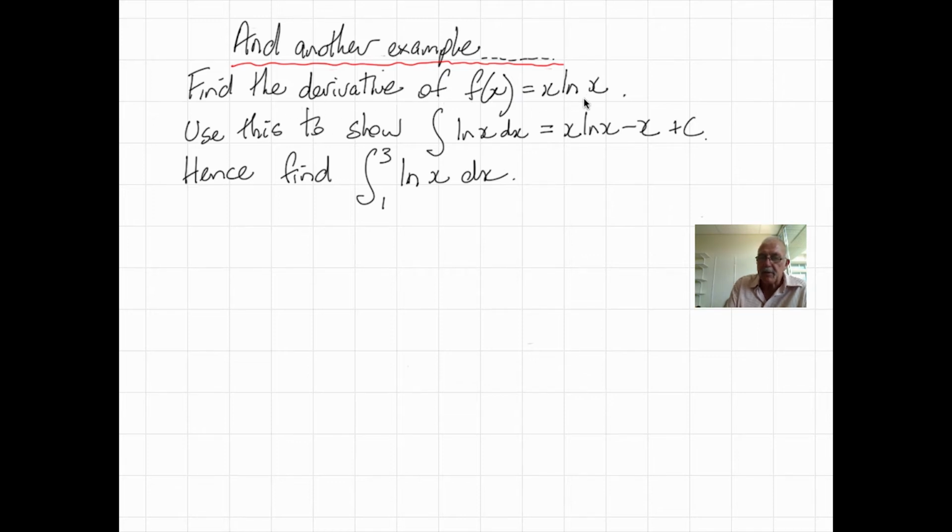So we've got to find the derivative of x ln x. Now, the derivative with respect to x of x ln x. From the work we've done with calculus and with derivatives, we know that this is a product rule question. So here is my u, and here is my v, and the derivative with respect to x of uv is equal to u v dash plus u dash v.